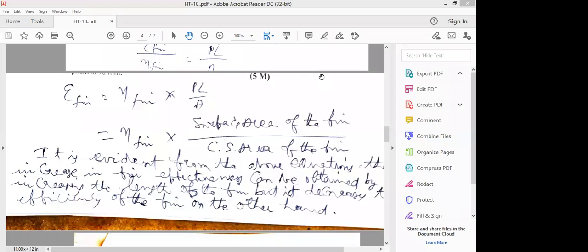Today we discussed what is the efficiency of the fin, what is effectiveness, and what is the relation between efficiency of the fin and effectiveness of the fin.